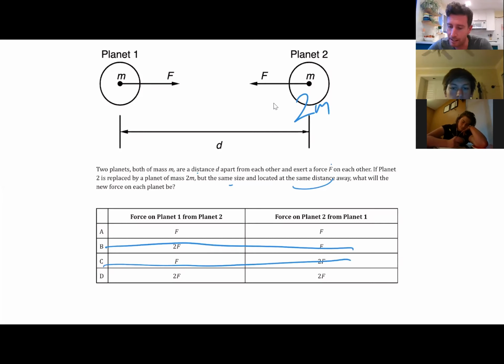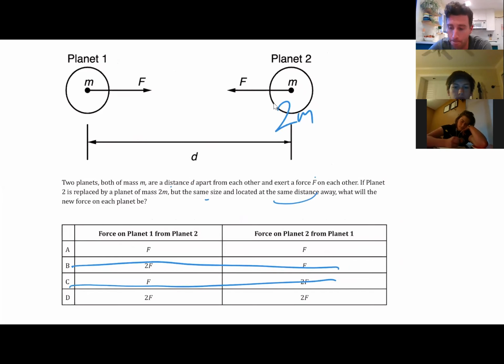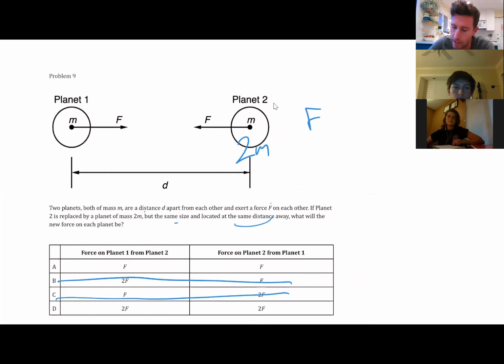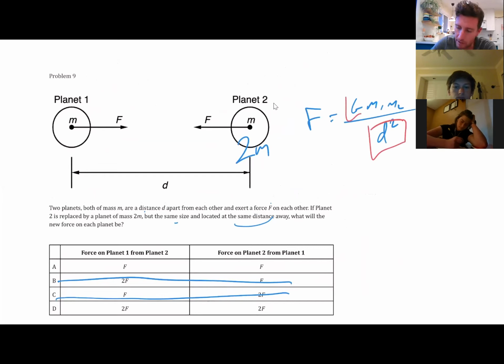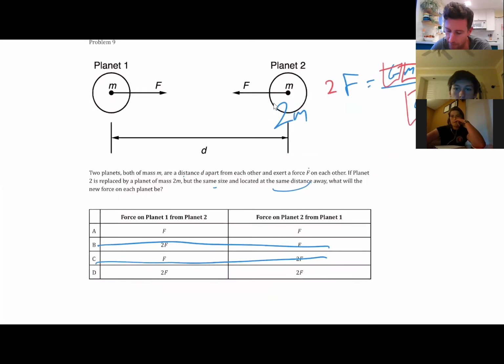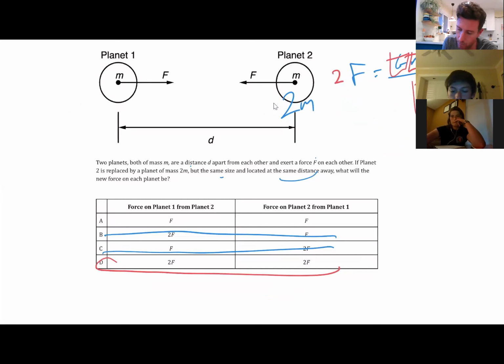Then the next piece is I've just increased my mass from m to 2m. So I had that equation, F equals big G, m1, m2, over the distance between them squared. I haven't changed the distance between them. I haven't changed big G. I haven't changed mass 1. What I have done is I've doubled mass 2. So that would mean I also have to double the force. If I increase the mass by 2 times, the force would also have to increase by 2 times. So I should end up with 2F and 2F, which is part D.